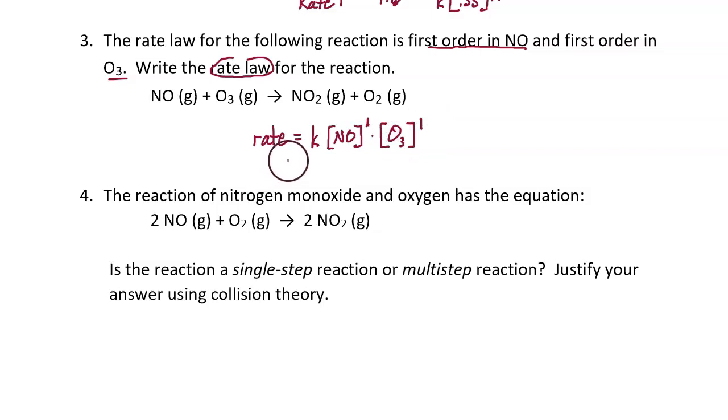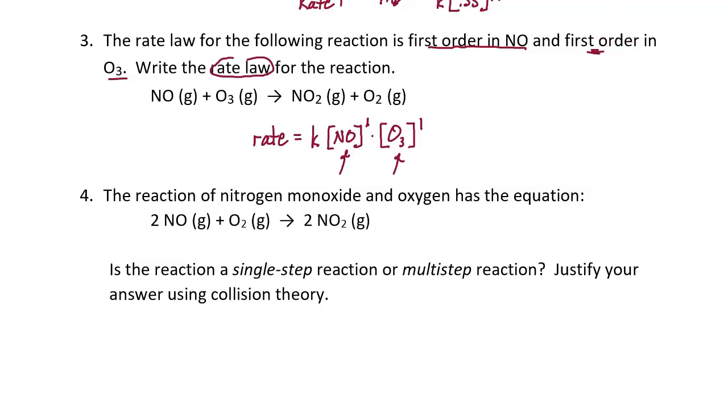This follows the basic pattern rate equals K times the concentration of A to an exponent times the concentration of B to an exponent. I'm just being specific and actually putting in the name for A and the name for B. And I'm specifically putting in the exponents that go with first order.